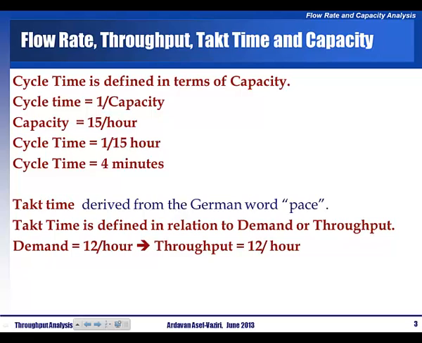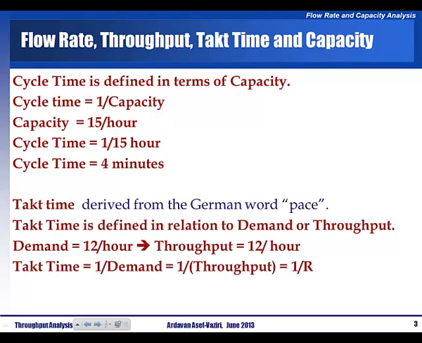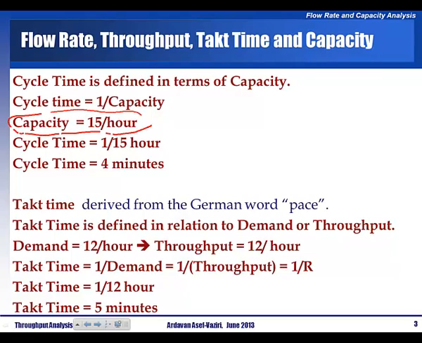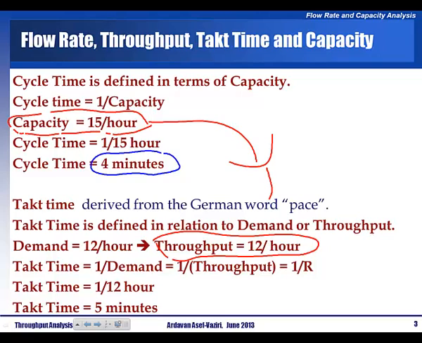Suppose demand or throughput is 12 per hour. Takt time is defined as 1 over demand or 1 over throughput, and that is 1 over R. And if R is 12, therefore takt time is 1 over 12 hour, and if we define it in terms of minutes, it would be 5 minutes. Capacity is always greater than throughput. Cycle time is always less than takt time.